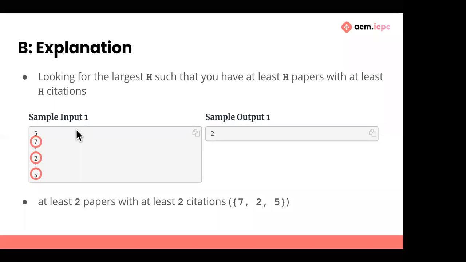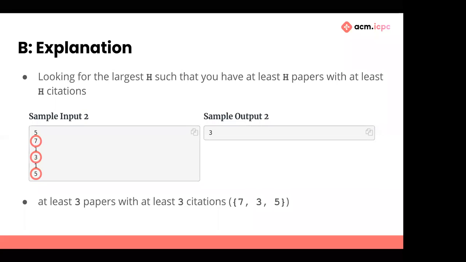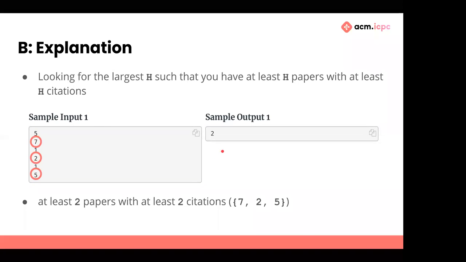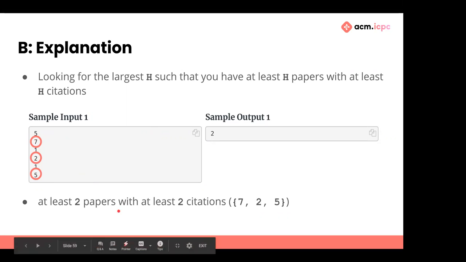Cool. So let's go over the solution for the H-index problem. First, really quickly, let's talk about sample input 1 and 2 and how you get the sample outputs. With sample input 1, you have the input 7, 1, 2, 1, 5. An H-index of 2 means that you have at least 2 papers with 2 citations. In this case, we actually have 3: the 7, the 2, and the 5. Each of them has at least 2 citations, which means we do have at least 2 papers.